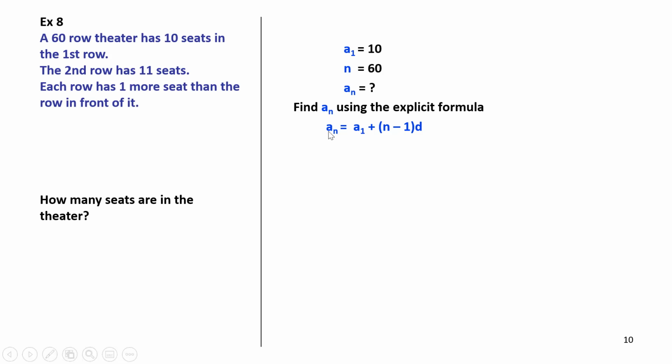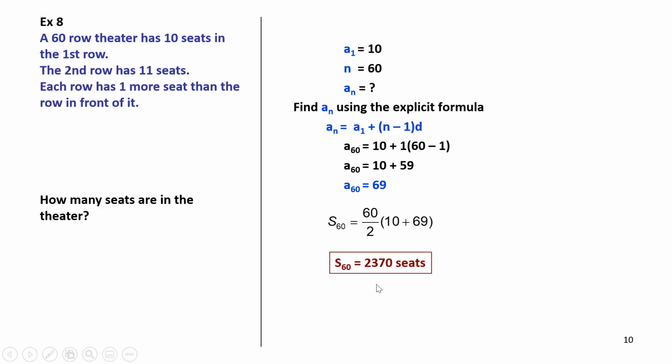Okay? So here we go. We know the first term's 10. We know the difference is 1. I didn't really need the 1 here, but I put it in anyway. And at the same time, I went ahead and dropped in 60 right here, because I might as well do the math right here. I plugged the right side into my calculator just like that, and I get 69. There's my first row, there's my last row. You know what to do now, right? Add them up and multiply by half the number of rows, and you get 2,370 seats. Okay? We'll see you on the next one.